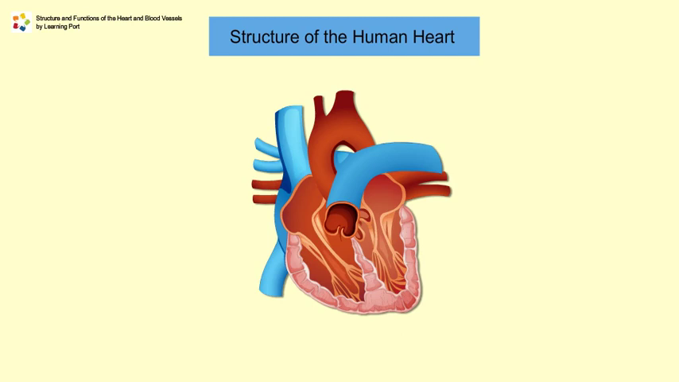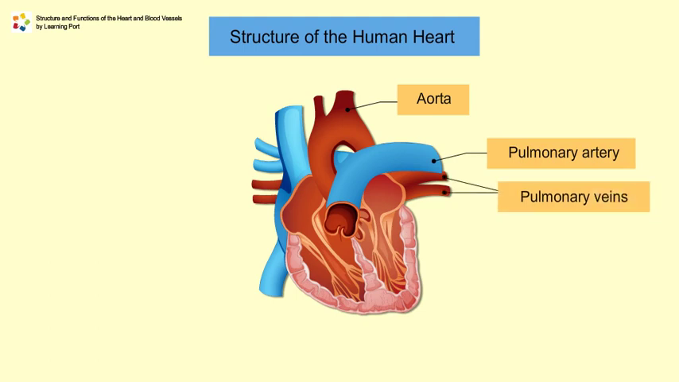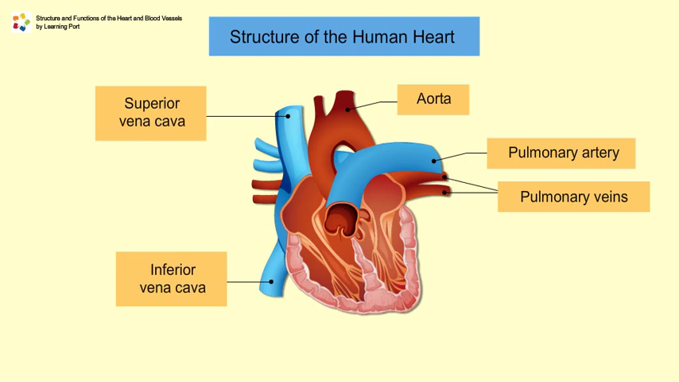The 4 main blood vessels of the heart are the aorta, which transports oxygenated blood away from the heart to all parts of the body except the lungs. The pulmonary artery transports deoxygenated blood from the heart to the lungs. The pulmonary vein transports oxygenated blood from the lungs to the heart. And lastly, the vena cava transport deoxygenated blood from all parts of the body to the heart.